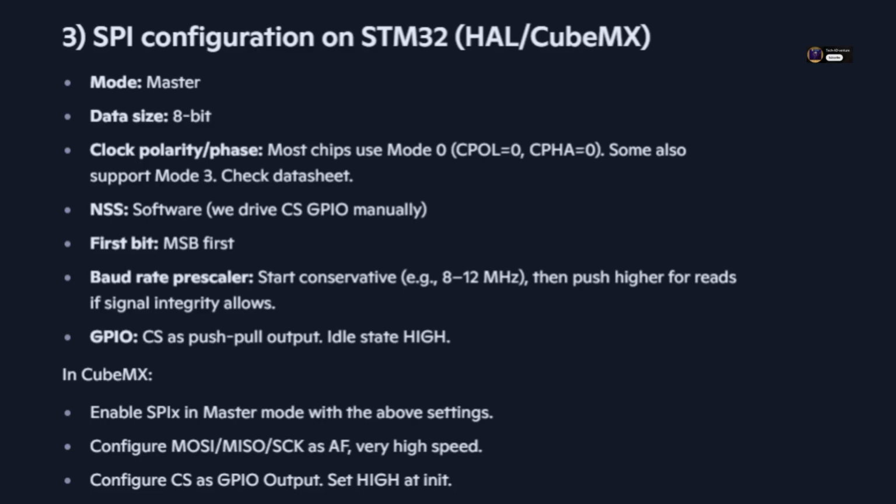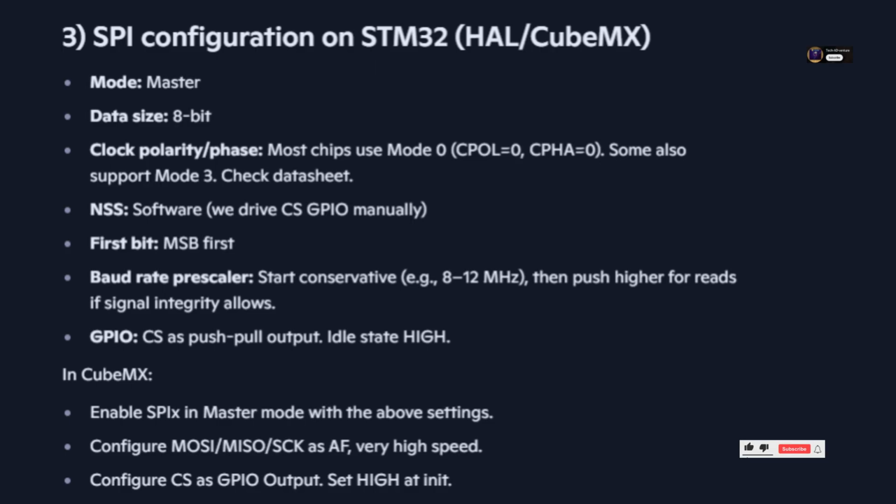You set the microcontroller's SPI unit to master mode. Set the data size, usually 8 bits. Then you need to set CPOL and CPHA, clock polarity and phase. This is critical. Most SPI flash chips use mode 0, which means CPOL 0, CPHA 0. So the clock is idle low and data is captured on the first edge, the rising edge. You set your master to match this. Mode 0. Got it. What else?